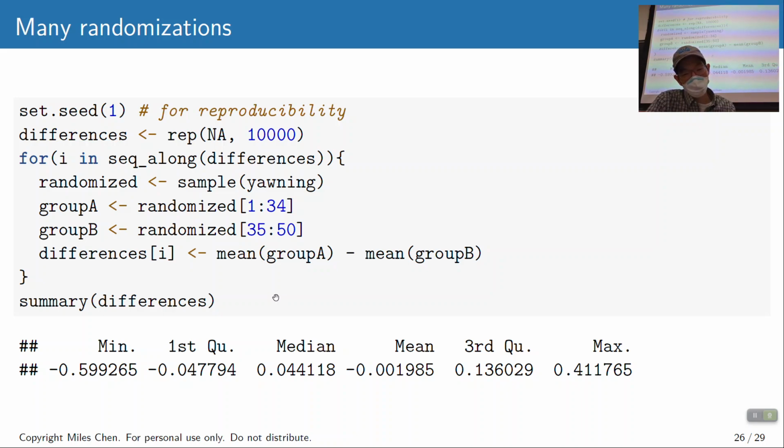Okay, and if we look at the mean, we get something close to 0, which is what we expected under the null hypothesis. The median is actually 0.044. The smallest value I got was negative 0.599. So one time I got a difference of proportions of negative 0.59, and one time I got a difference of proportions of 0.411 in the opposite direction. But let's just take a look.